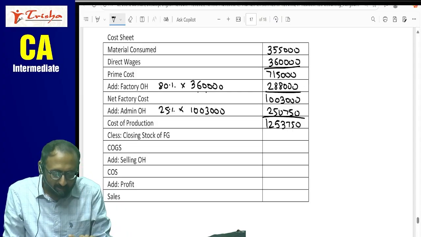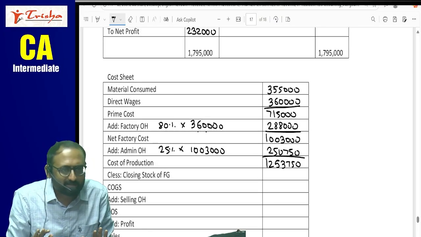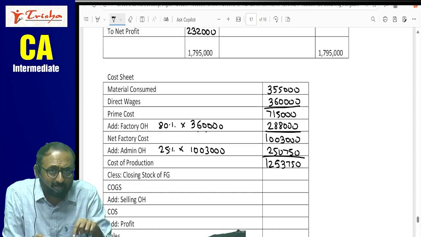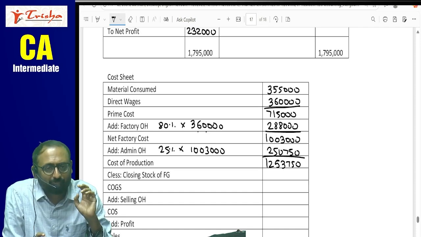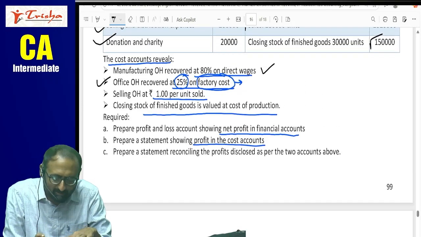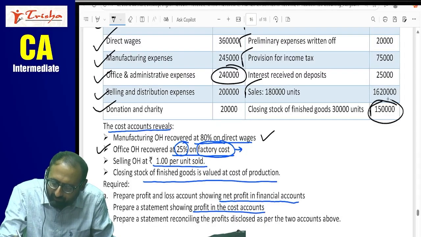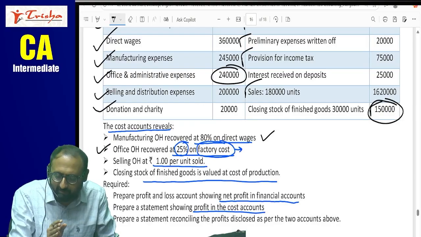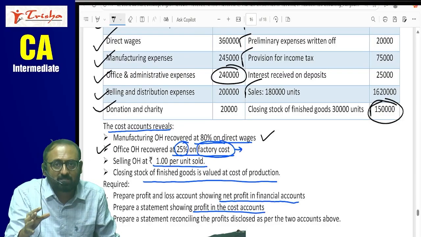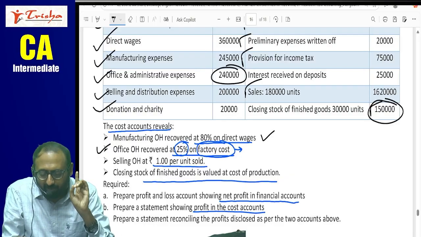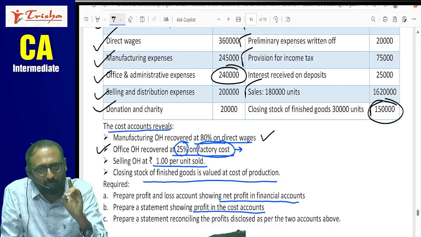Next one. Remember this line. Most of the students, almost 100% of the students, make a mistake here. Such a simple point. Closing stock of finished goods. Some of the students will copy closing stock of finished goods as it is. Closing stock of finished goods 1,50,000, and they will copy here 1,50,000. Remember, in examination, most students make this mistake. Sir, this 1,50,000 is the closing stock as per finance.